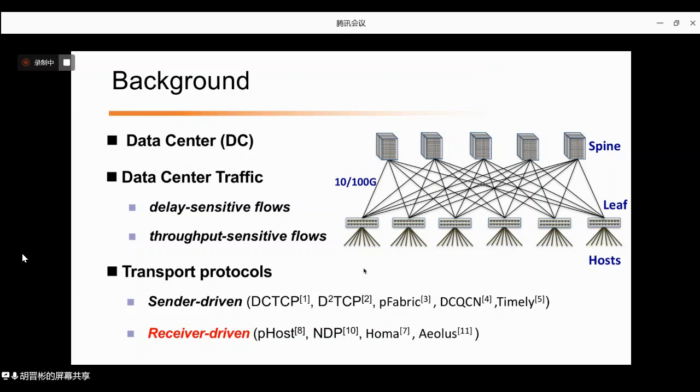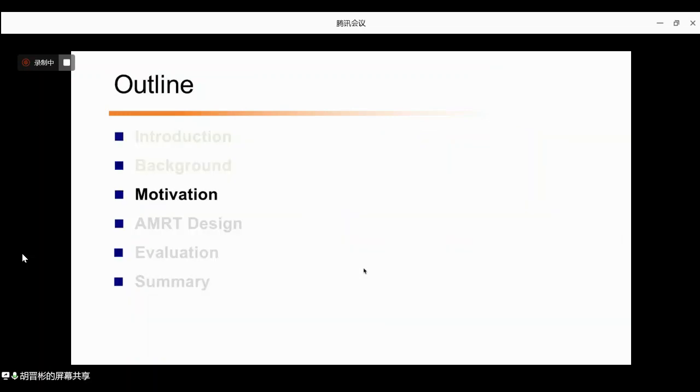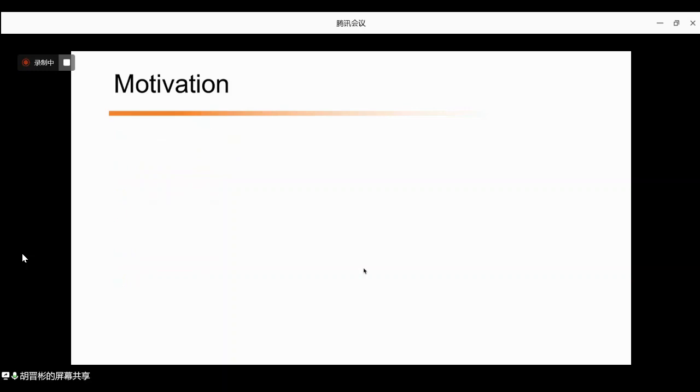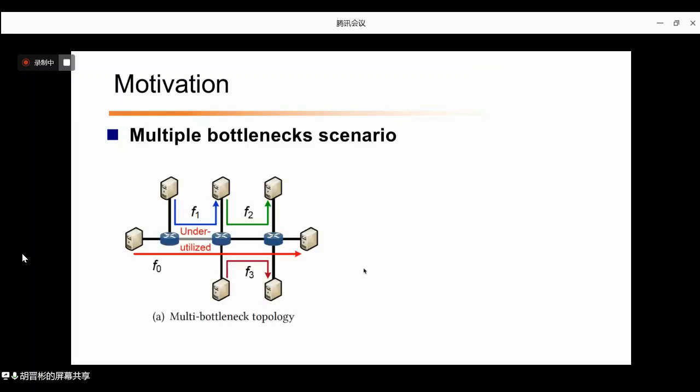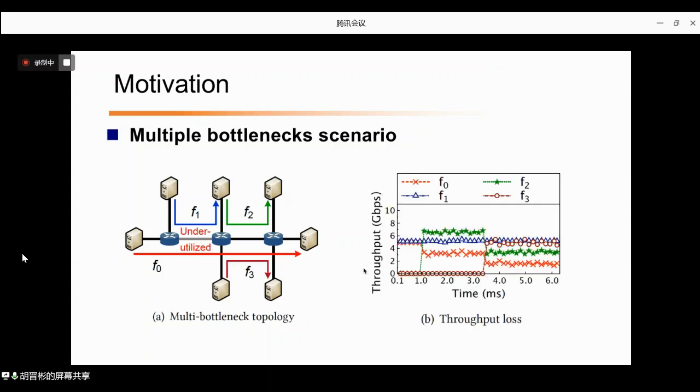Now, let's discuss the motivation. To motivate our design, we show the underutilization problem of receiver-driven transmission in 2 scenarios. The first one is the multi-bottleneck scenario. Please take a look at the left figure. You can see 4 receiver-driven flows, flow 0 to flow 3. They share 2 bottlenecks with respective senders and receivers. The right figure shows the throughput of these 4 flows.